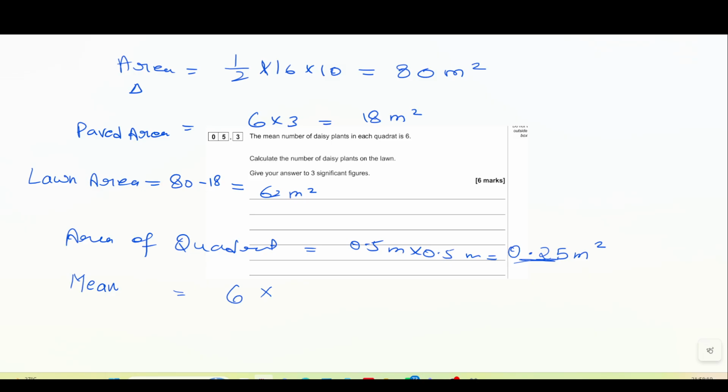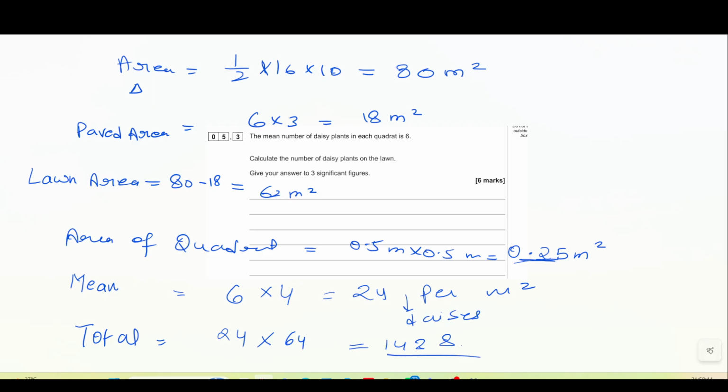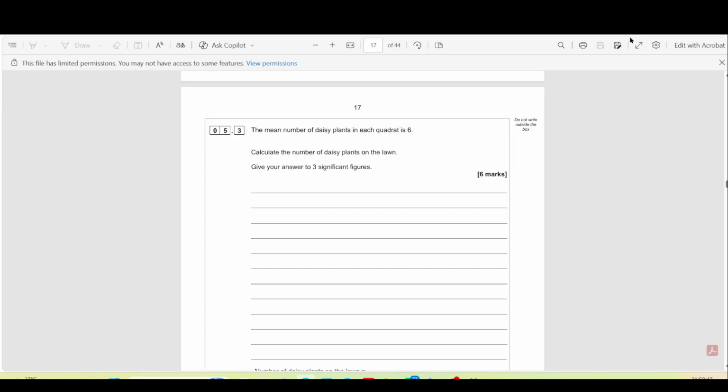So you will do 6 times 4 to get per square meter. 6 equals 0.25 square meter, and then you times that by 4. 6 times 4 equals 24 daisies per square meter. Then you do 24 times 62. You get 1,488.